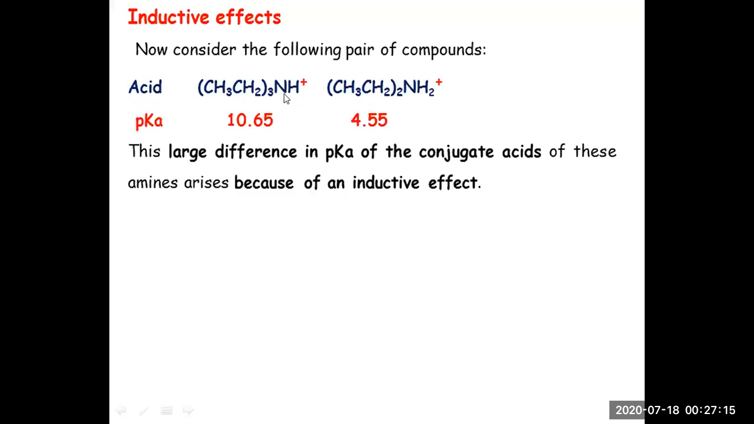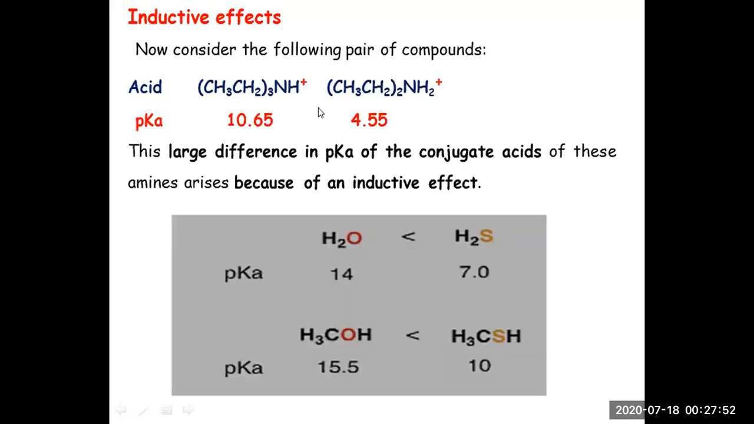These are conjugate acids of bases. This is triethylamine and this is diethylamine. These are the conjugate acids of these bases. And what you'll find is that the diethylamine conjugate acid is more acidic as compared to triethylamine. In other words, we'll say that diethylamine is a stronger base as compared to triethylamine. So a large difference in pKa is observed for the conjugate acids, and this is because of the stabilization of these conjugate acids.